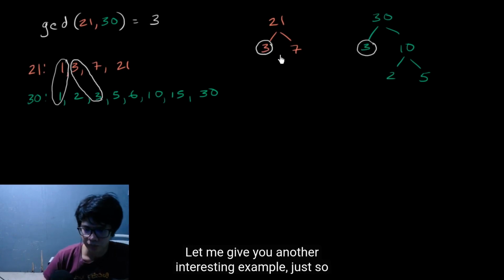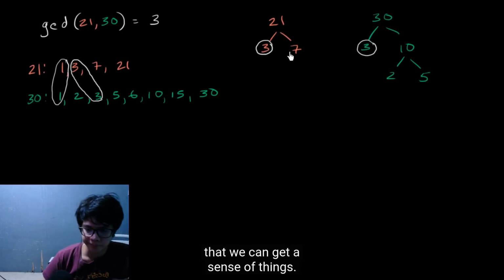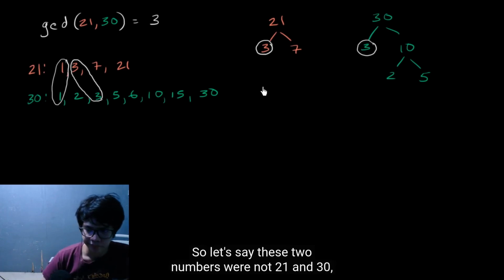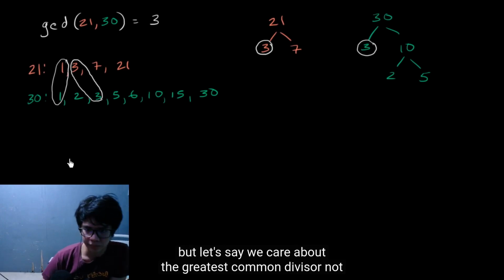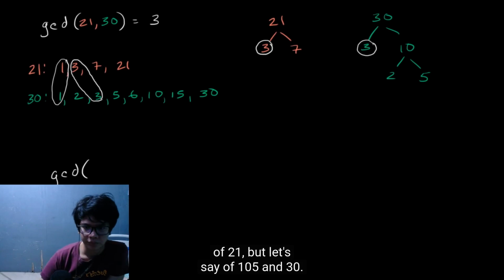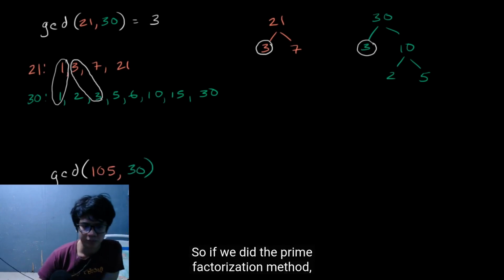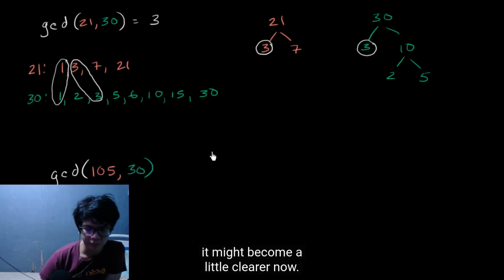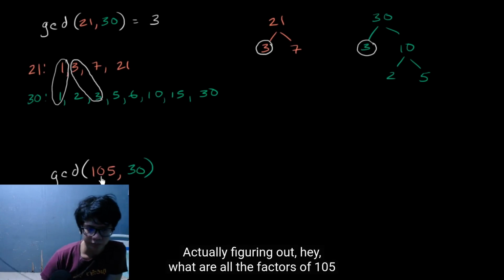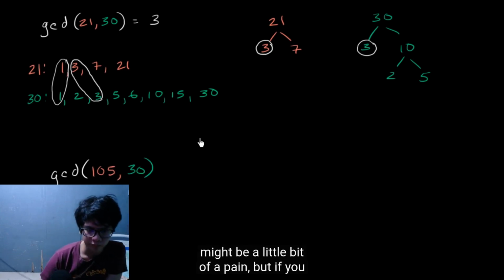Let me give you another interesting example just so that we can get a sense of things. Let's say these two numbers were not 21 and 30, but let's say we care about the greatest common divisor of 105 and 30. If we did the prime factorization method, it might become a little clearer now. Actually figuring out all the factors of 105 might be a little bit of a pain.